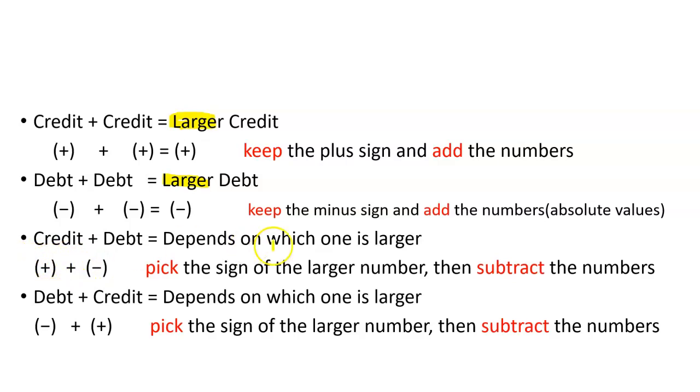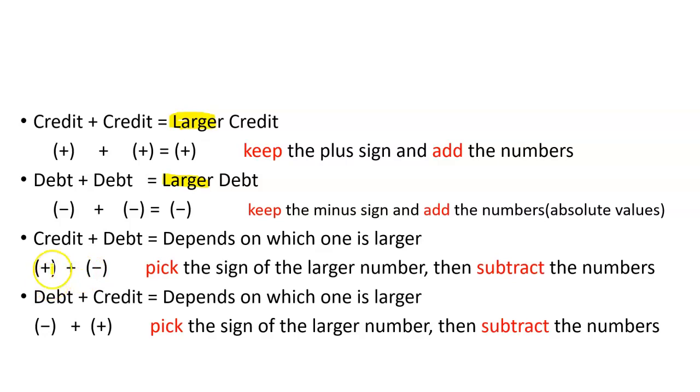And then you have to compare how much more debt you have than credit. So you're going to do subtraction because you compare two numbers. $5 debt minus $3 credit will give you $2 debt, which tells us the answer is going to be negative.